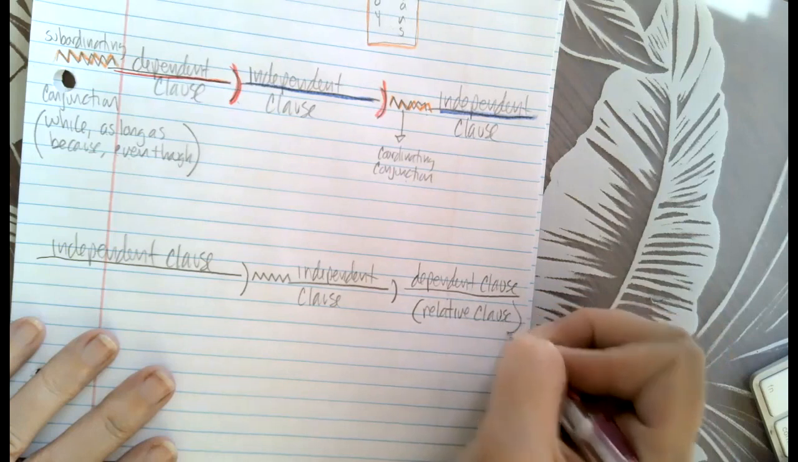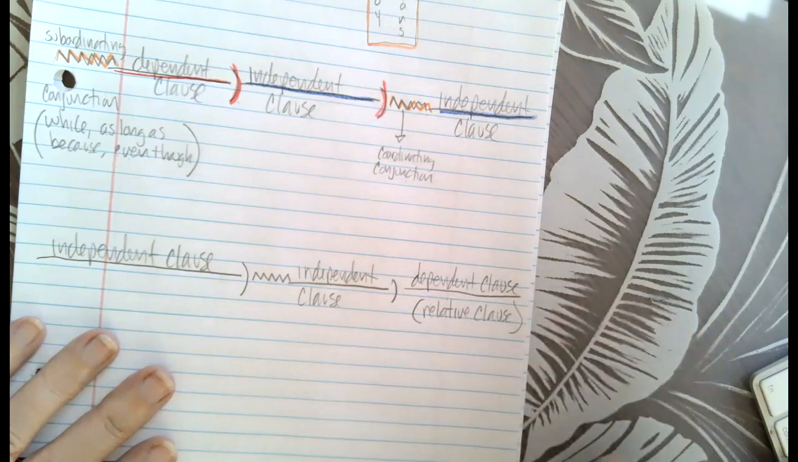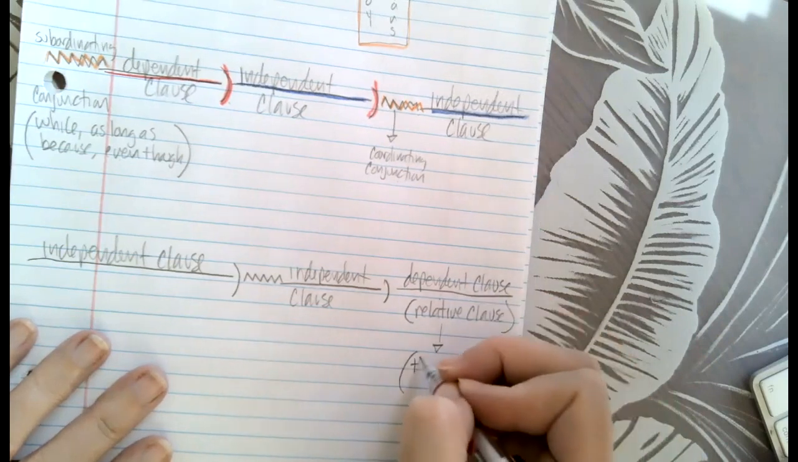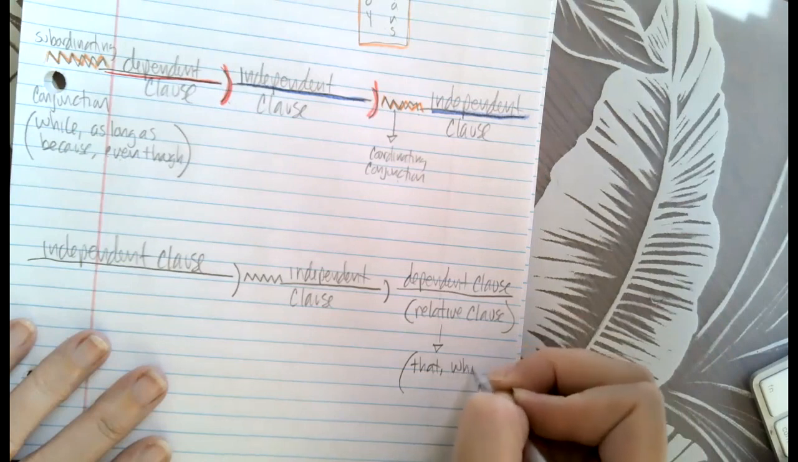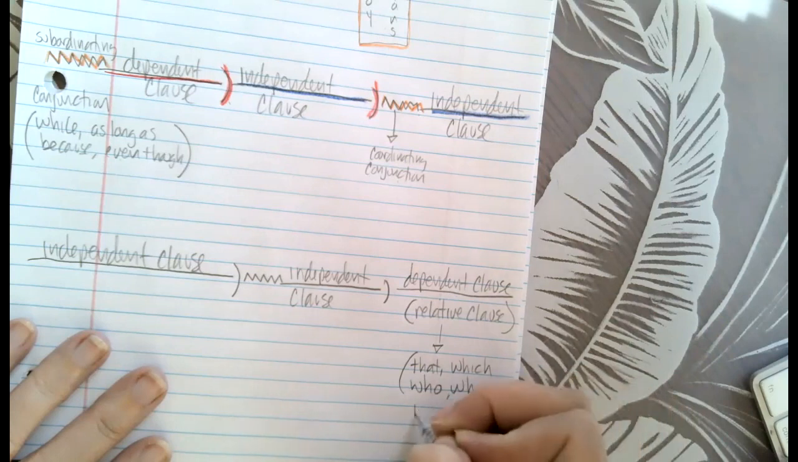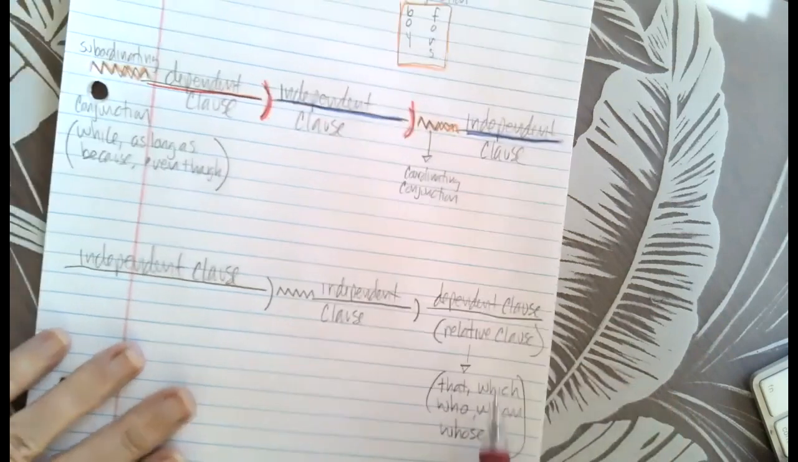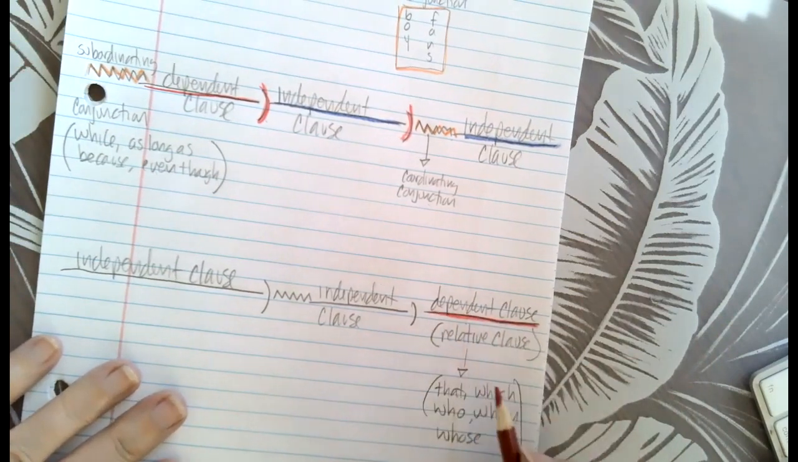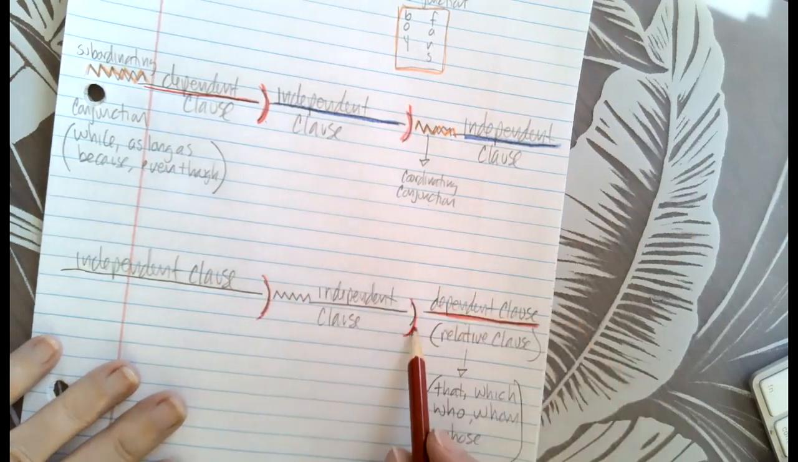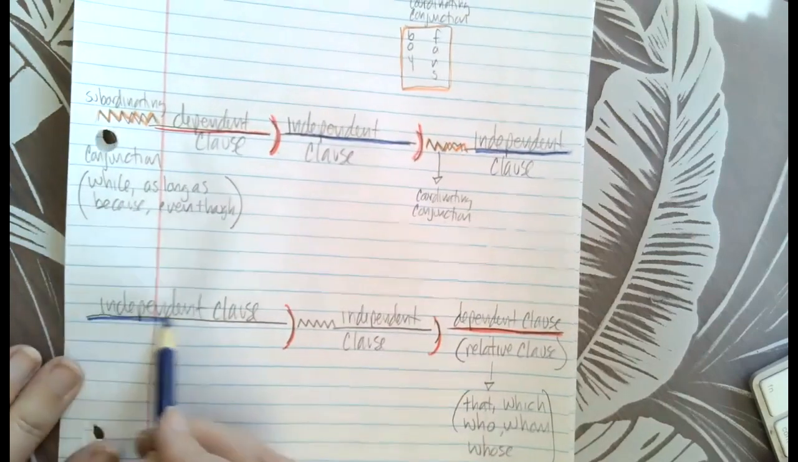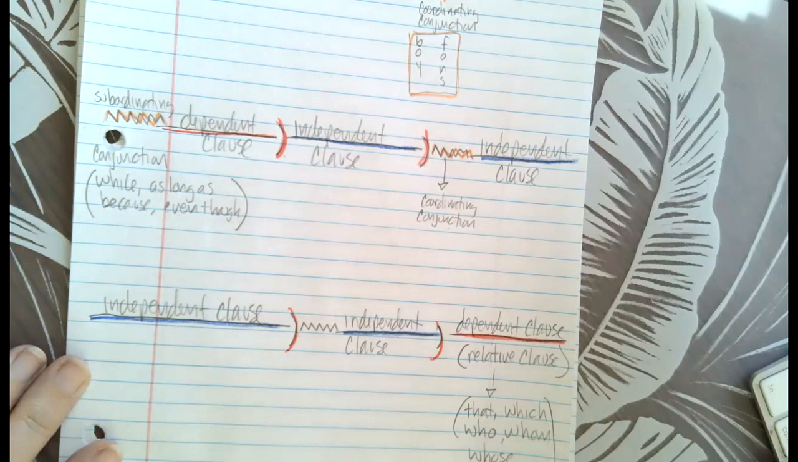And relative clauses, we can identify them because they begin with a relative pronoun. And what are those relative pronouns? Those are words such as that, which, who, whom, whose, okay? So these make a dependent clause. A lot of times you'll see them at the end. Sometimes you'll see a comma there and sometimes you won't. Okay, and we've got our independent clause, and of course our coordinating conjunction.